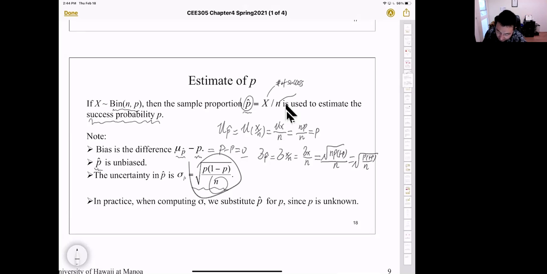If the question does not tell us the population proportion, so if p is unknown, we can substitute the sample proportion for the population proportion.